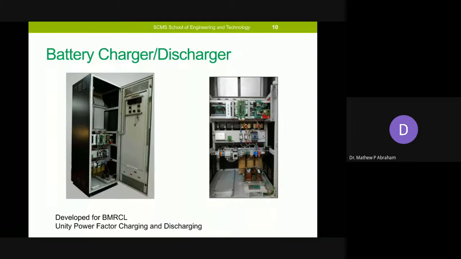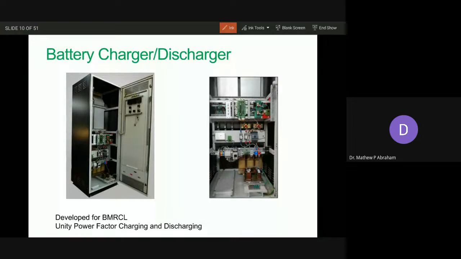So the hardware setup we are going to discuss is based on our real project we carried out. And the project was a battery charger and discharger. So this was developed for Bangalore Metro Rail Corporation, right, as a sponsored project.